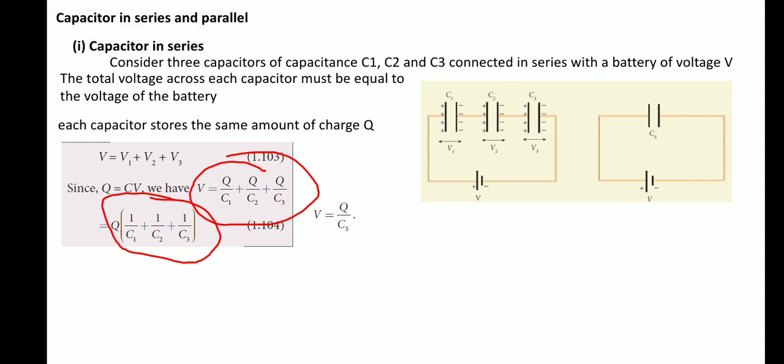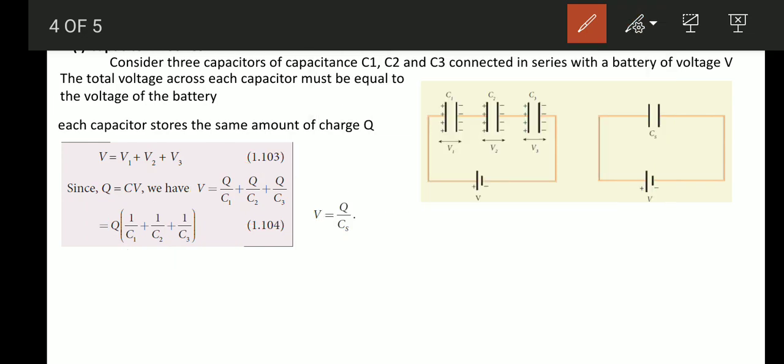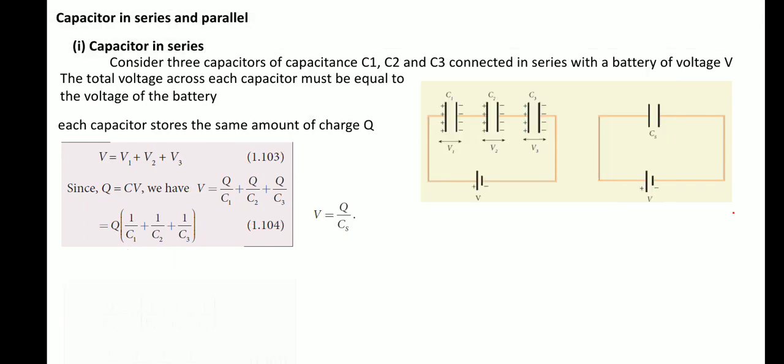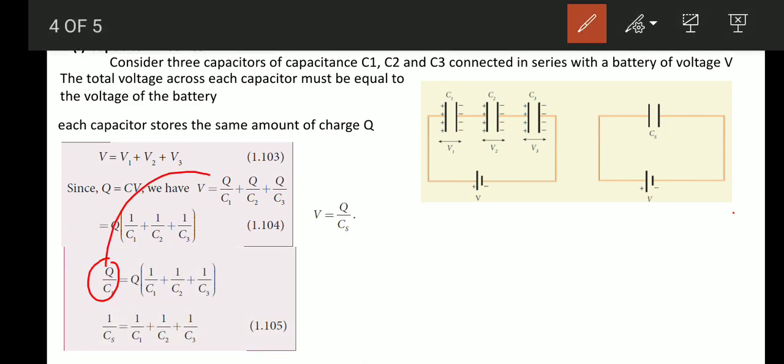And the total applied potential will be equal to Q by Cs. What is Cs? Cs is the capacitance in series, the effective capacitance in series. Then substitute the value of this V here. Then you will get Q by Cs is equal to Q into 1 by C1 plus 1 by C2 plus 1 by C3. Q and Q get cancelled. So 1 by Cs is equal to 1 by C1 plus 1 by C2 plus 1 by C3.